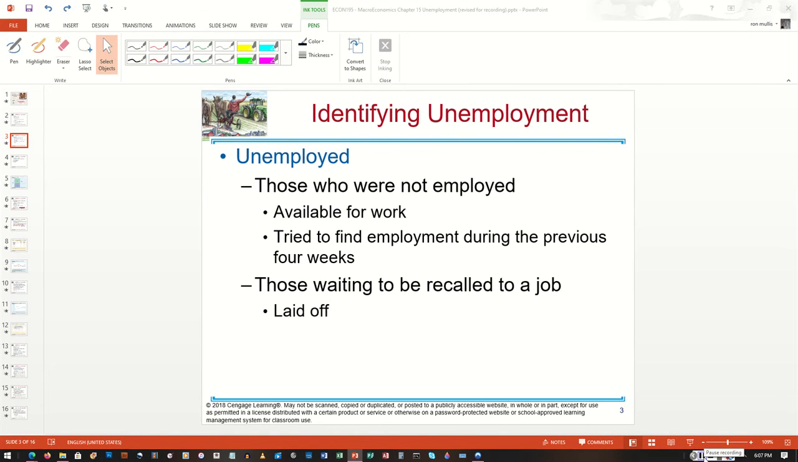The second group are the unemployed. These people are not employed, and they've been unemployed for at least 4 weeks. The difference between the unemployed and the next group that we'll discuss is that they're available for work, and they're also in the work market, trying to find a job.